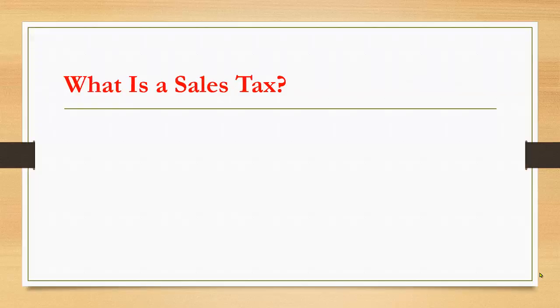Viewers, before starting my discussion on sales tax, first I would like to explain the difference between direct taxes and indirect taxes. We have two broad categories of taxes, direct and indirect. Direct taxes are the taxes which are applied on the income of an individual or a company. So any tax which is applied on income is called a direct tax. And any tax which is applied on a product or on a service is called an indirect tax. So our topic of discussion, sales tax and value added tax, both are types of indirect taxes.